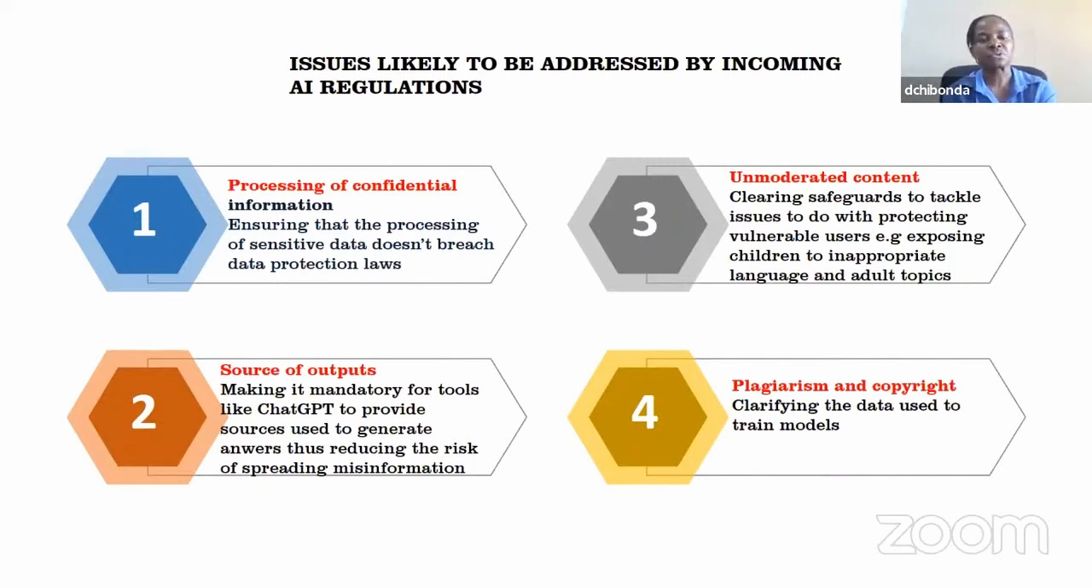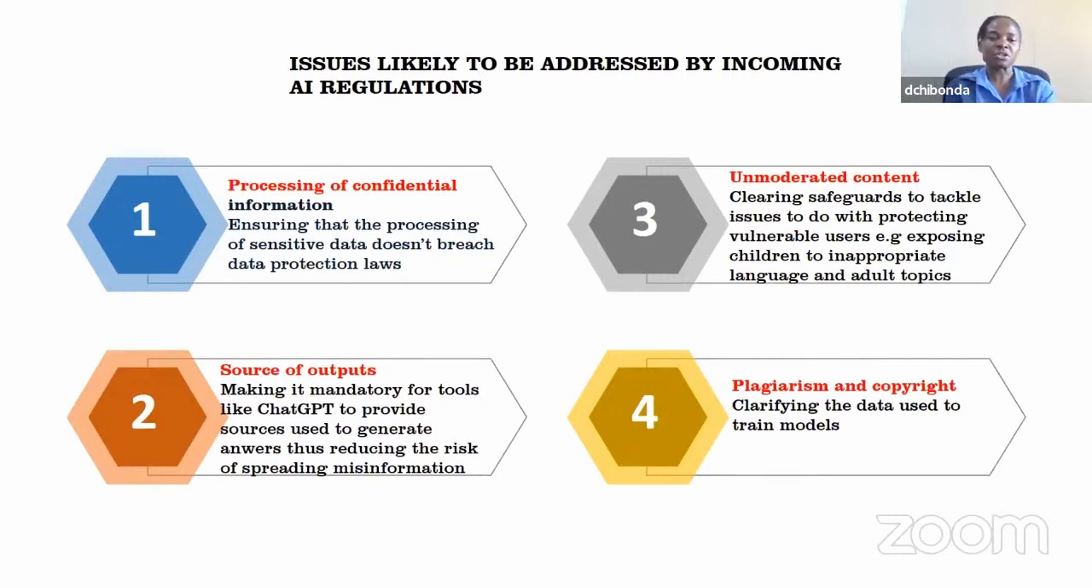Then we also look at the sources of outputs. It has to be mandatory for tools like ChatGPT to provide sources used to generate answers, thereby reducing the risk of spreading misinformation. Right now, you can go to ChatGPT, you ask it any question, but it doesn't give you references. How then would you know whether whatever it is that it is telling you is authentic? You don't know the kind of data sets that it used to come up with that particular outcome. You don't even know how it developed.